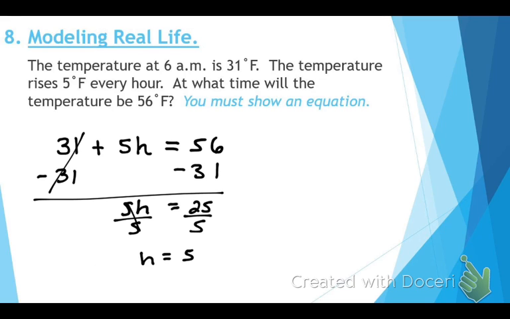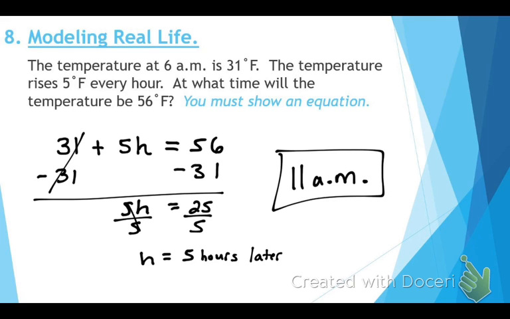Can somebody explain to me, what does this H stand for? Hours. How many hours it's been? So this right here tells us it took 5 hours. So it was 5 hours later. We put 5 hours. If we know that we started out at 6 a.m., what is 5 hours later than 6 a.m.? 11 p.m. 11 a.m. is the correct answer.